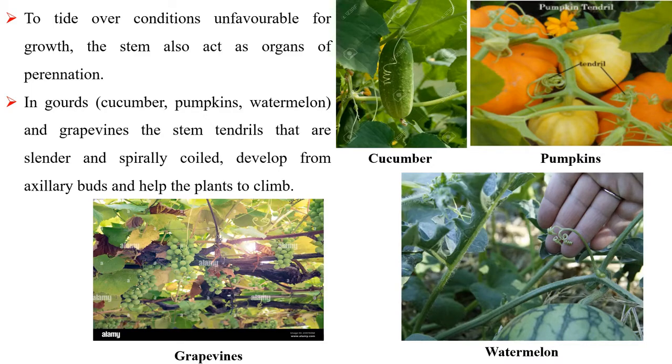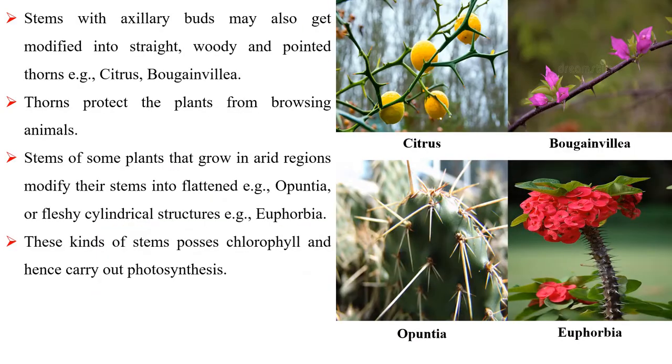In gourds and grapevines, the stem tendrils, which are slender and spirally coiled, develop from axillary buds and help the plant to climb. Stems with axillary buds may also get modified into straight, woody and pointed thorns, for example citrus and bougainvillea. Thorns protect the plants from browsing animals.